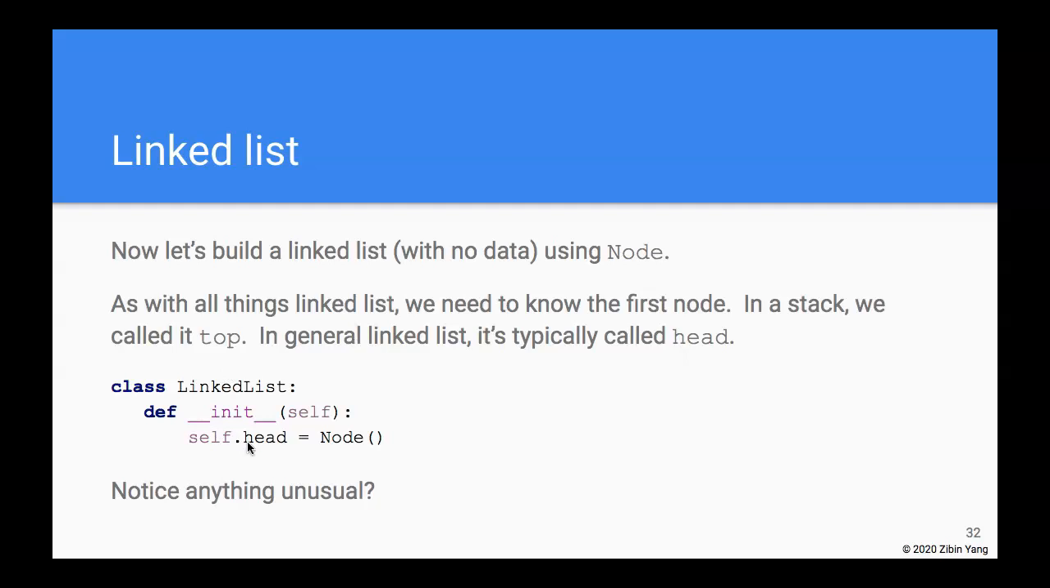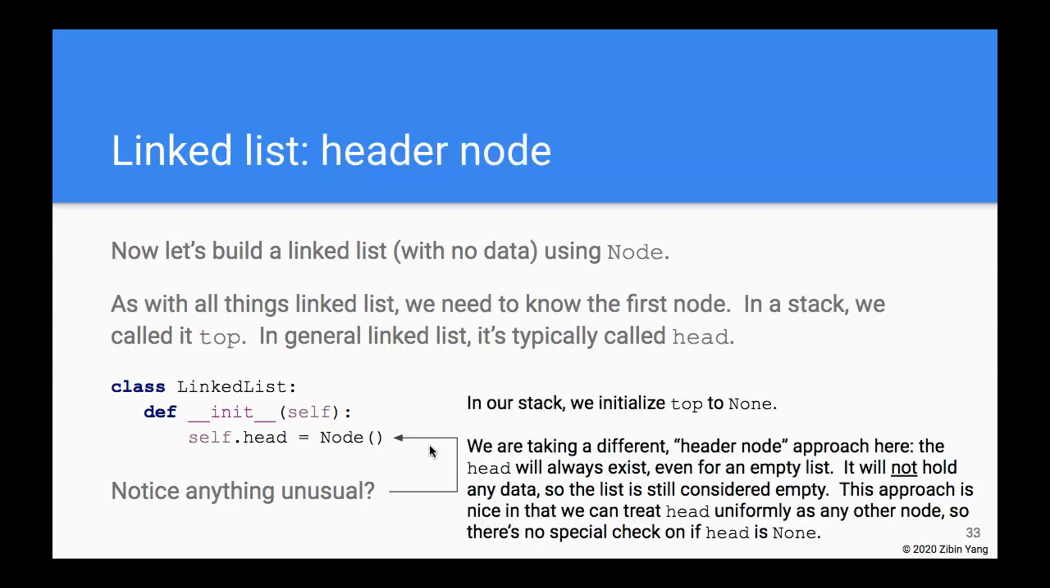Now, in the dunder init method, we are going to create a self.head, and we are going to set it to a new node, which, depending on your experience with linked lists, may or may not be the typical thing to do. What I mean by that is this: remember in our stack implementation using linked list, in the dunder init method, we actually set the top attribute to None. So an empty stack in that case is when the top is None.